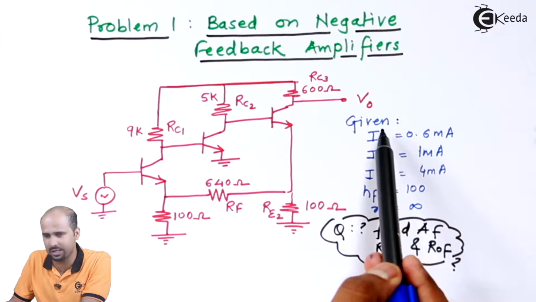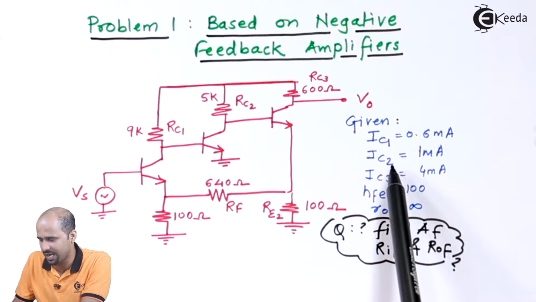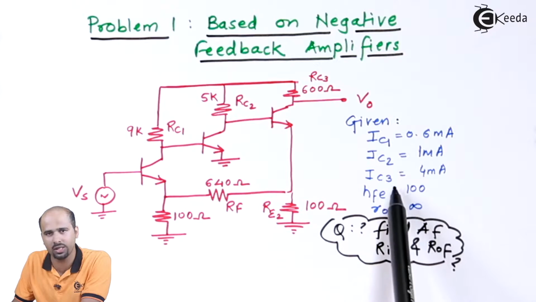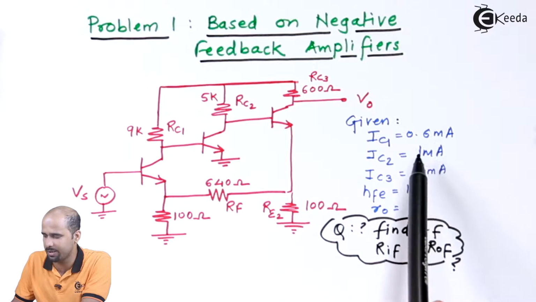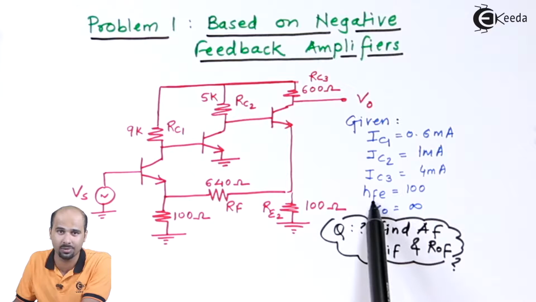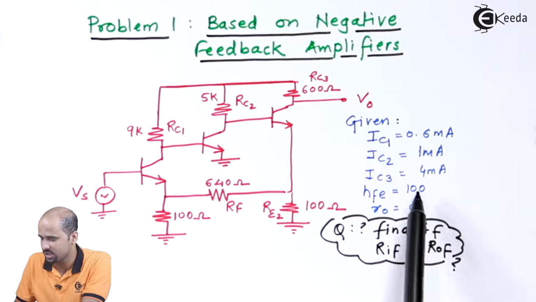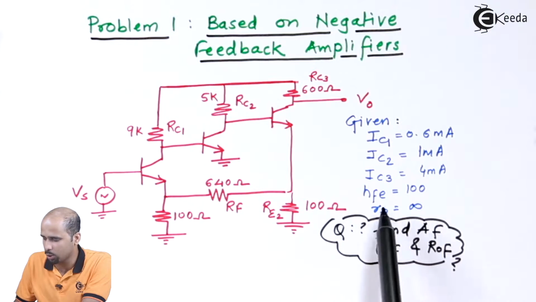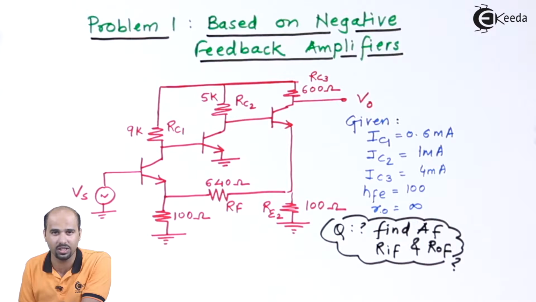So, given part is IC1, IC2 and IC3. All the DC collector current values are 0.6 milliampere, 1 milliampere and 4 milliampere, which is given. HFE, that is nothing but the beta value, for all the transistors is 100. RO, that is dynamic output resistance for each transistor, is infinity, that is nothing but the open circuit. We don't have to consider that RO in this particular numerical, right? So that's the hidden part.